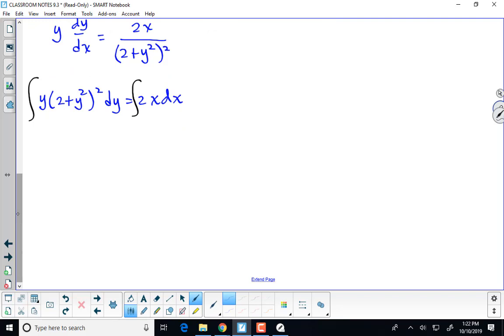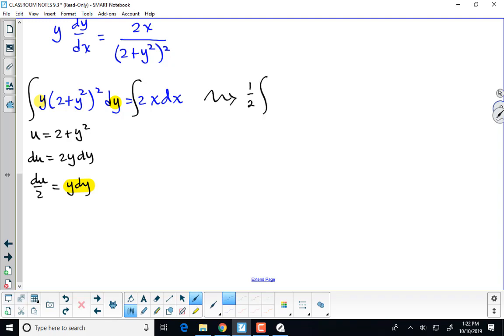And on the left, it looks like we can't integrate directly. We'll have to use u sub, it looks like. So if we let u be 2 plus y squared, du will be 2y dy. So du over 2 will be y dy. So y dy will be replaced with du over 2. You just move the 1/2 out to the front. So we're going to have 1/2 integral of u squared du. And then on this side, we'll get x squared divided by 2. The 2's cancel, and that's where we'll put our c.